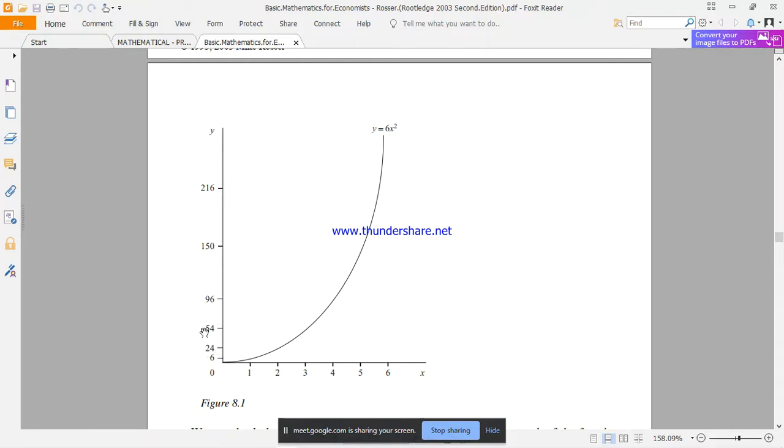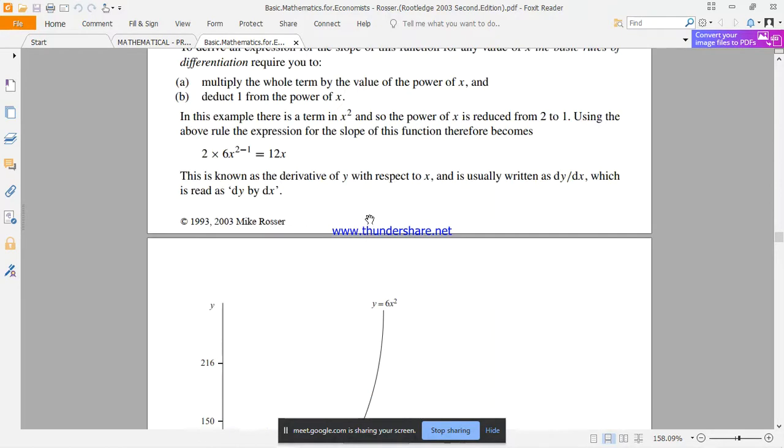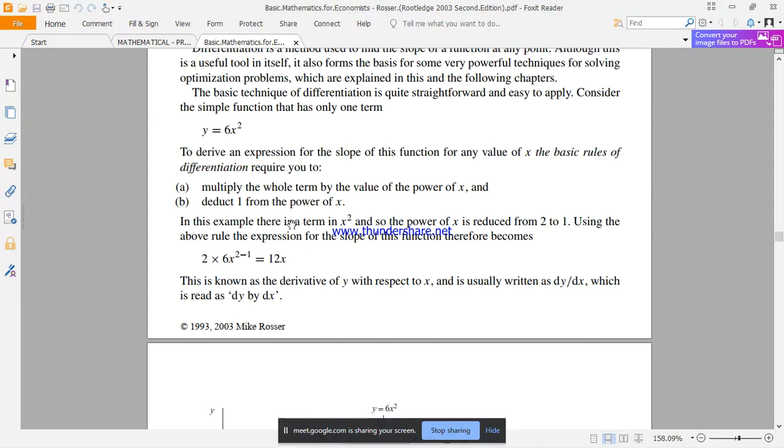We differentiate a given function. We just find the derivative of that particular function. So in this case, if I have this function y is equal to 6x squared, to find the slope of this function, I will just differentiate it. What I'm trying to say is that differentiation is used to find the slope of a given function.